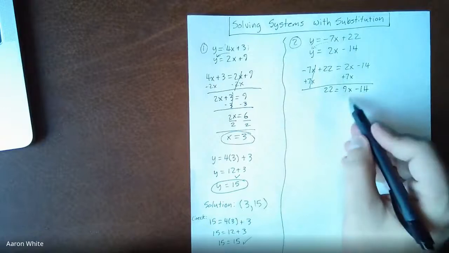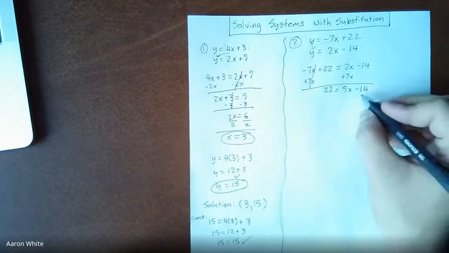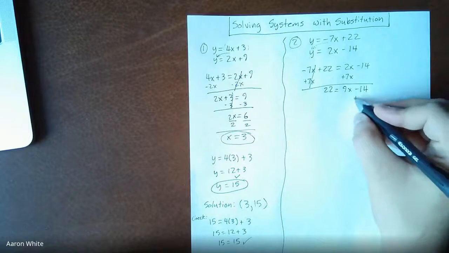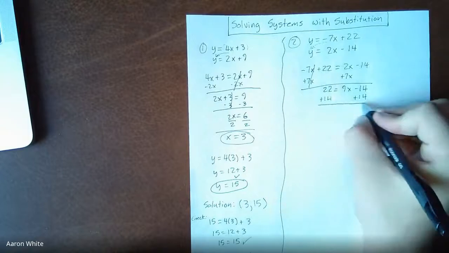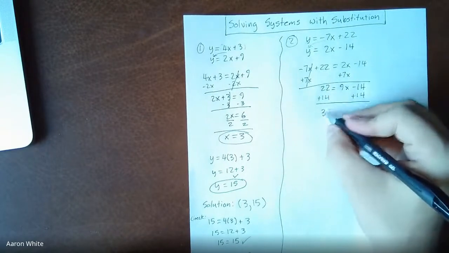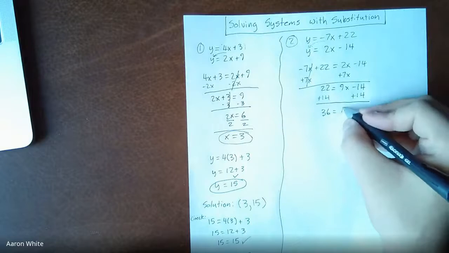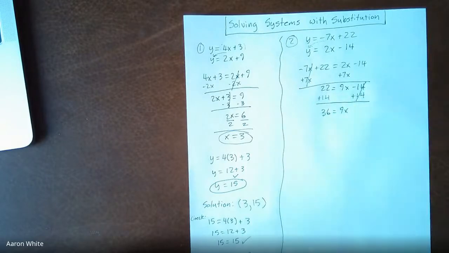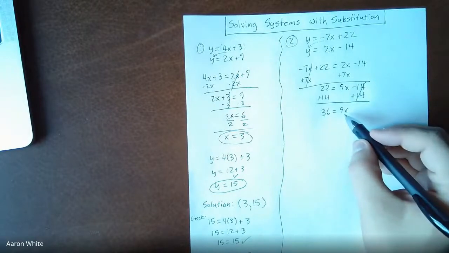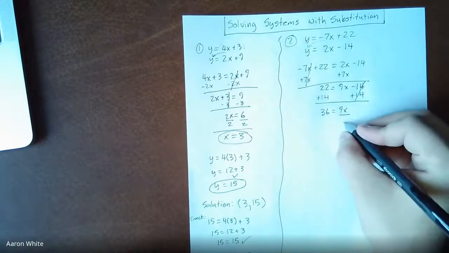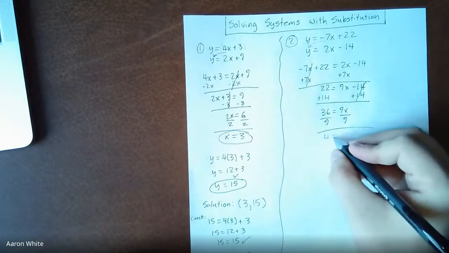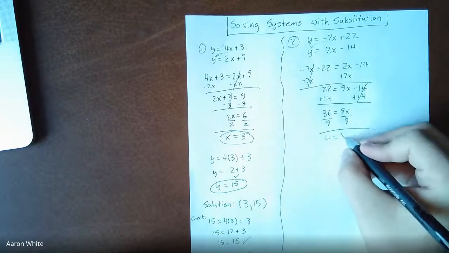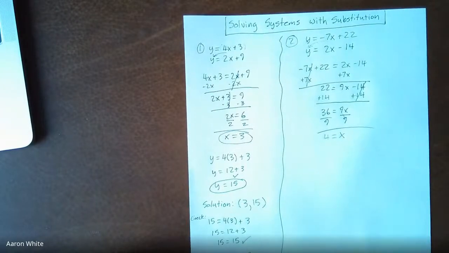I'm now trying to get the x by itself, so I'm going to try and get rid of this minus 14. So I'm going to do the inverse operation, which is to add 14 on both sides. And when I do that, on the left, I get 36. On the right, I get 9x, and these cancel each other out. So I'm pretty close now. I want to get the x by itself. It's being multiplied by 9, so now I'm going to divide by 9 on both sides. And that gives me that 4 equals x. And that's the same as saying x equals 4.